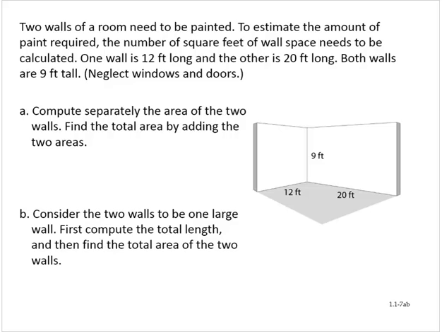Compute separately the area of the two walls. Find the total area by adding the two areas. So if we call this region 1, and I'm going to call this region 2, then the area of region 1, just length by width, or width by height, however you want to think of it, would be 9 times 12, which is 108 square feet.